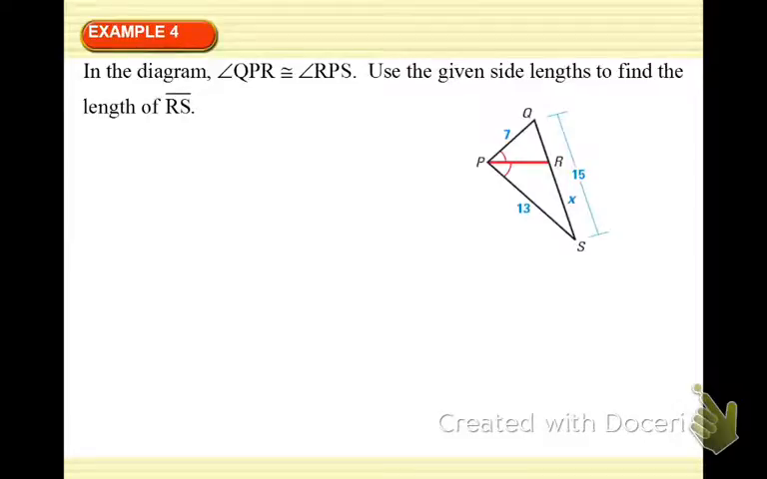All right. In the diagram, angle PQR is congruent to RPS. So that means we have an angle bisector. PR is an angle bisector. Given the lengths of the sides, find the length of RS. All right. How can I represent QR? There's no variable there. I have the total length of that side and I have RS as X. How could I represent QR? What would it be? Yeah, 15 minus X. Right. QR would be 15 minus X.